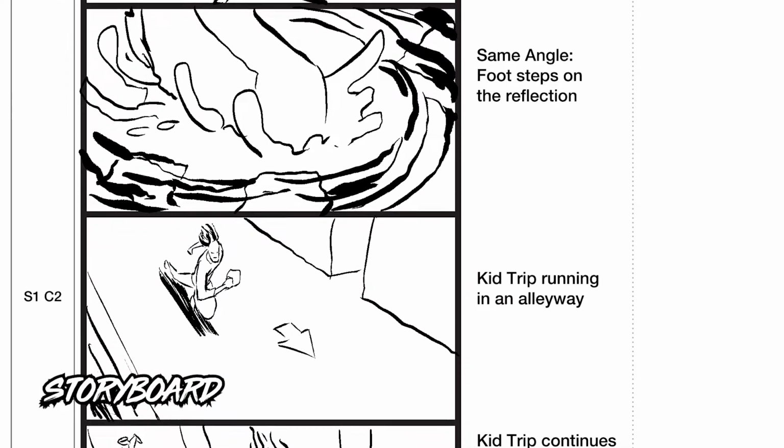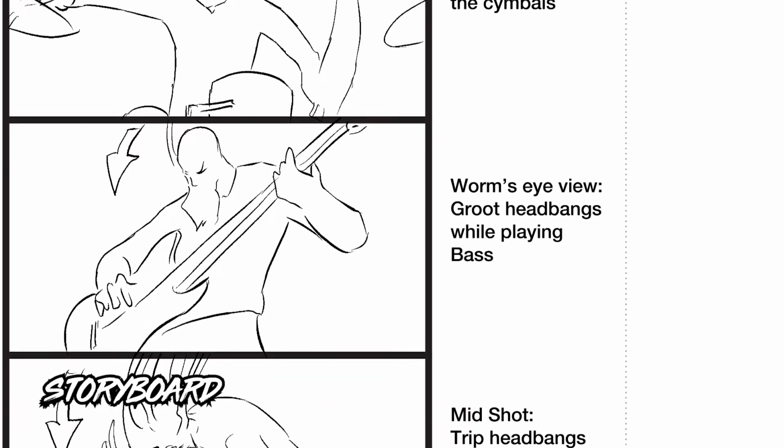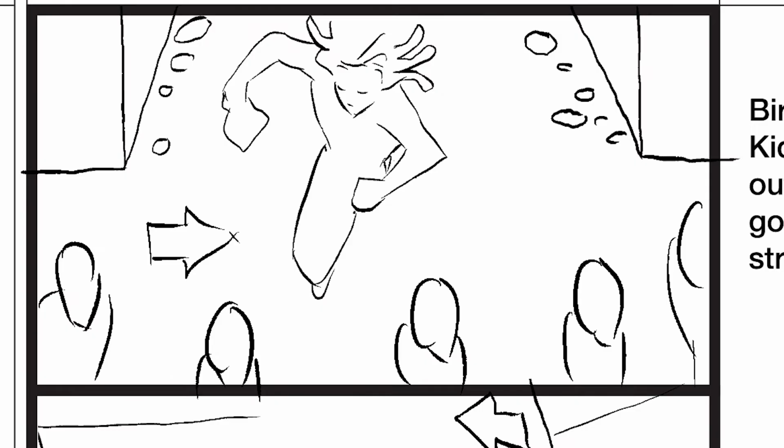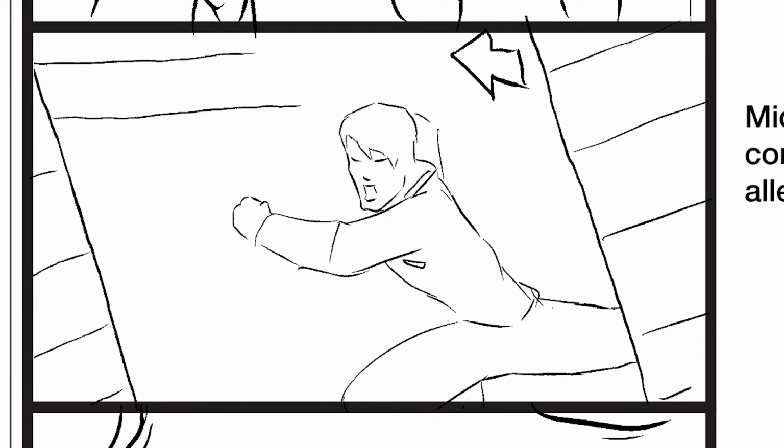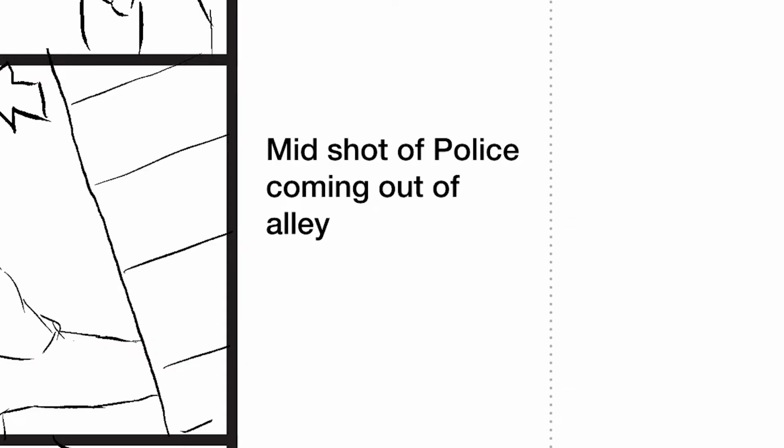Storyboards are kind of like comic panels that direct the camera and the motion and action of the animation. It will include the scene, the characters, the backgrounds, the lighting, and also the camera angles.